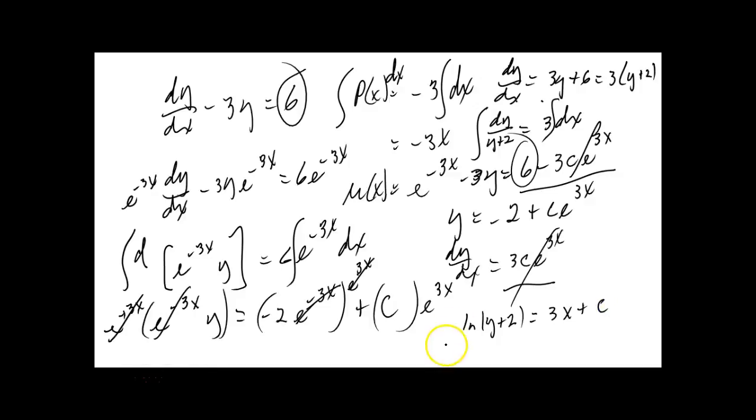Now you exponentiate both sides, e, and this time you can do these together. Let's call it a c1 here, e there, okay? And this gives you y plus 2 is equal to e to the 3x times e to the c1. Let's just make that c, right? And now we have y is equal to minus 2 plus c e to the 3x. Yeah, I like that better.